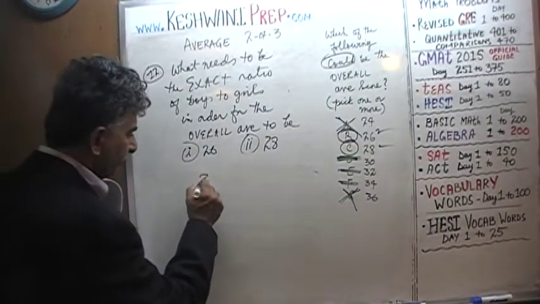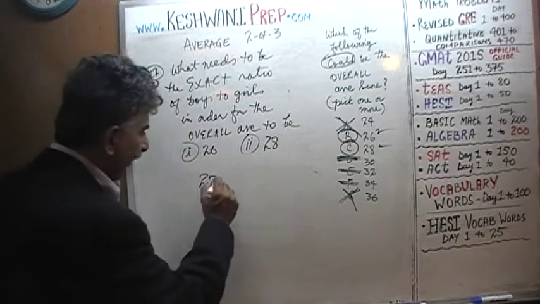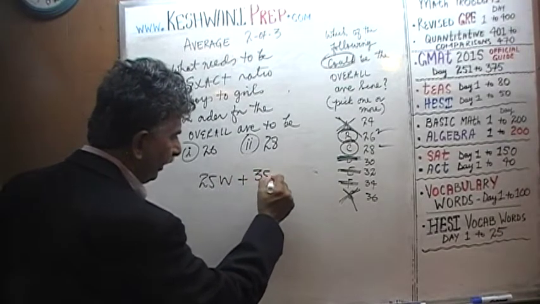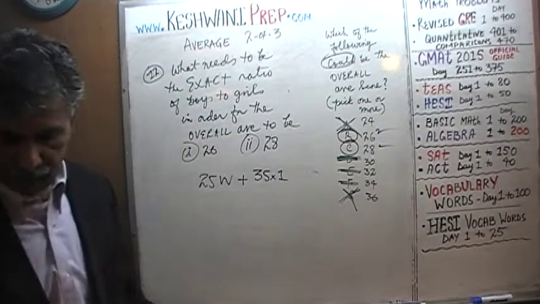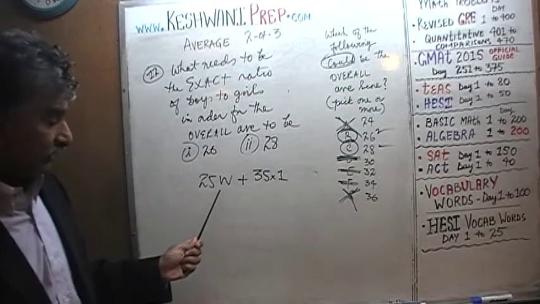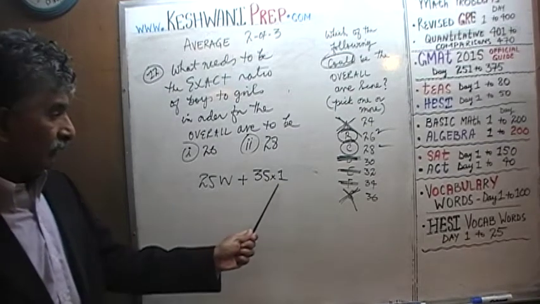Boys, we know, on average score 25. Let's give them a weight of 1. And the girls on average score 35. And let's pretend there is one girl. And we're going to solve for W. W is going to be the relative weight. Listen very carefully: W is going to be the relative weight for each one girl.